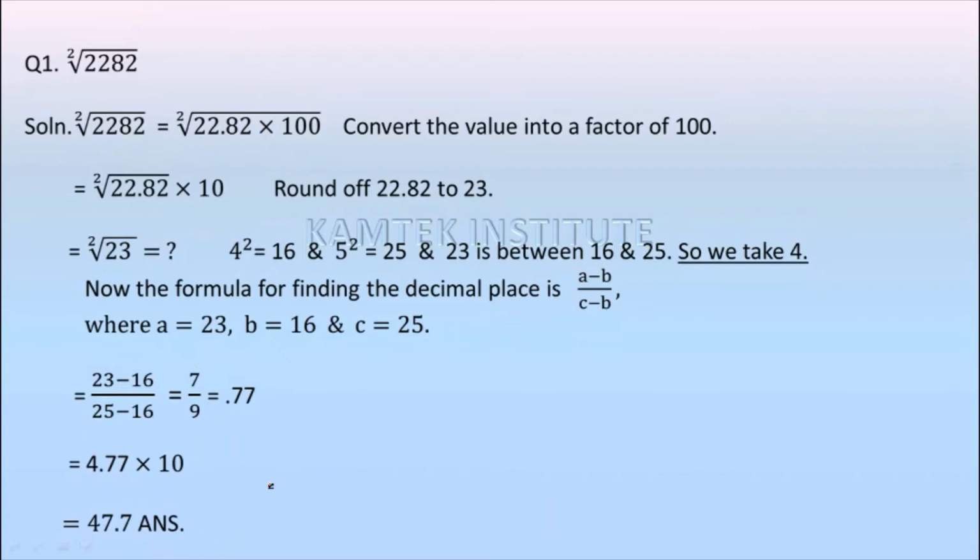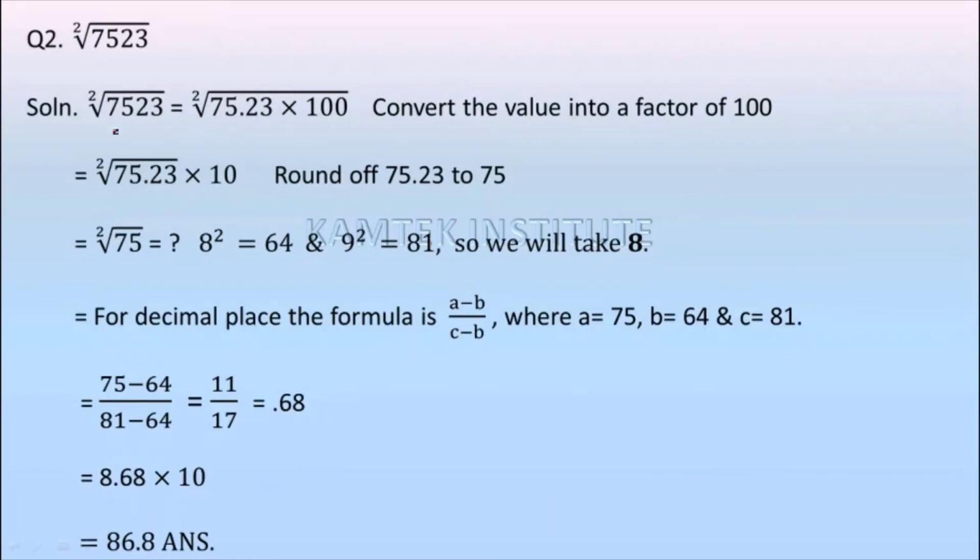So we come to question number 2. We have to find the square root of the number 7523 by approximation method. Same process. We're going to break this number into factor of 100. So we write the square root of 75.23 multiplied by 100. This way our calculation will become easy. Now we know that square root of 100 is 10. So we write 10 outside, and along with that it is the square root of 75.23. By rounding off 75.23, we get 75. So we need to find the square root of the number 75.